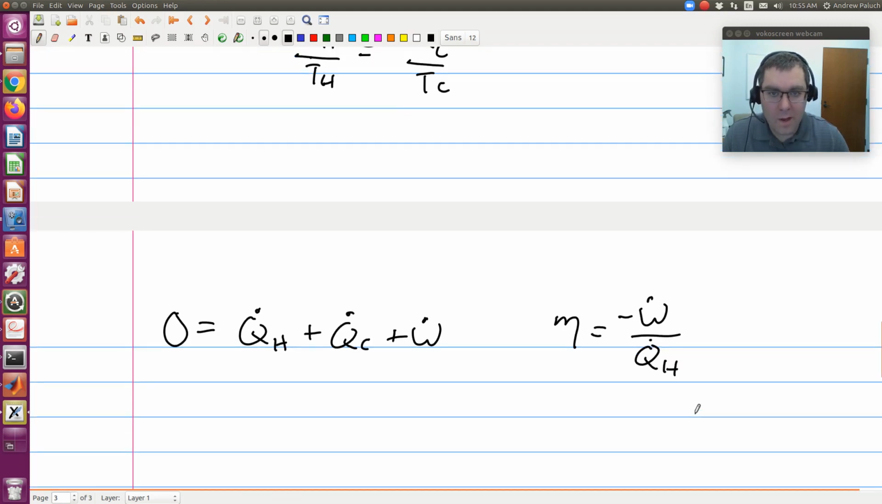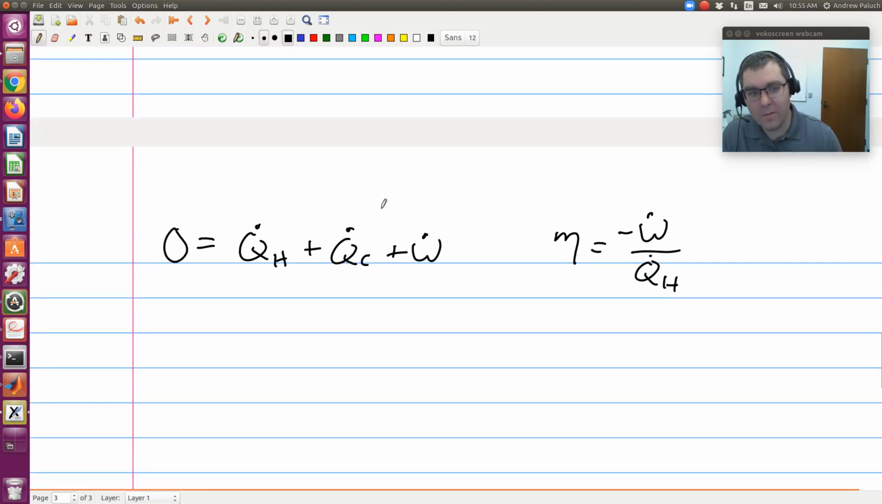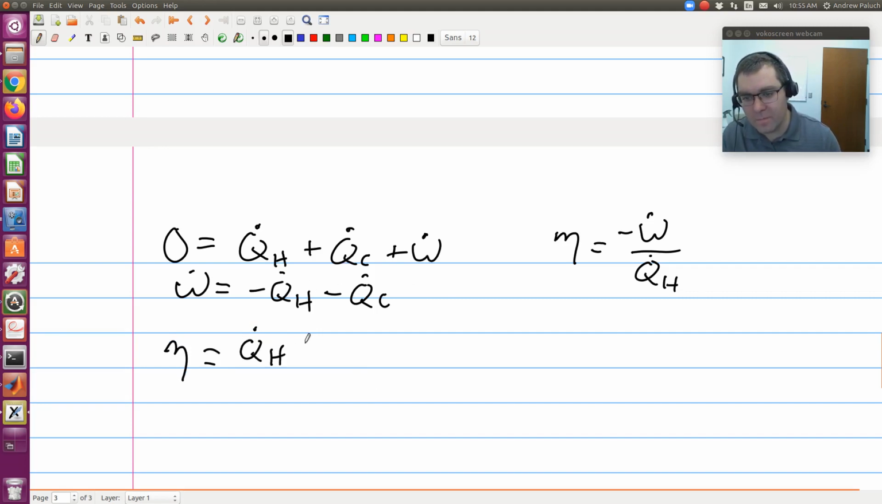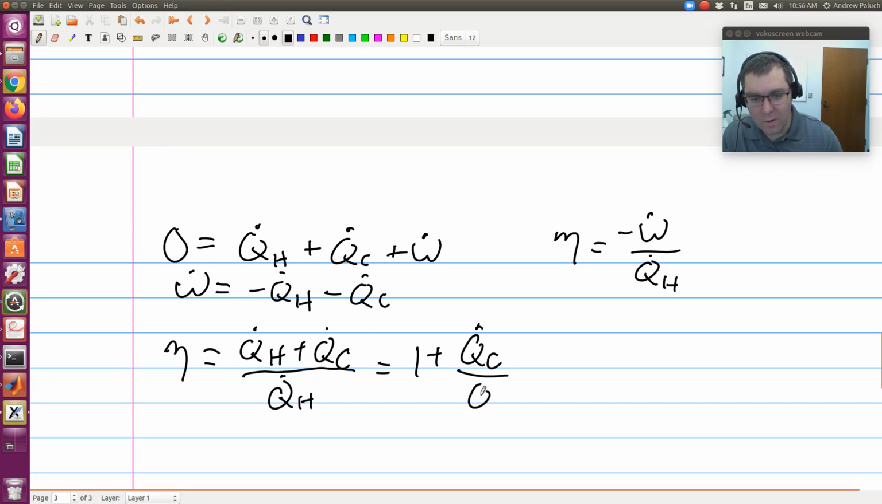Okay, so how I'm going to get there is I'll do exactly what I did before. If I solve this for W, I end up with W dot is equal to negative Q dot H minus Q dot C. Plugging that in here, we end up with eta is equal to, so negative of both, these are negative, we get Q dot H plus Q dot C over Q dot H, and so that's going to be equal to 1 plus Q dot C over Q dot H.